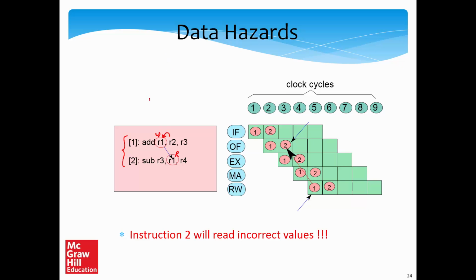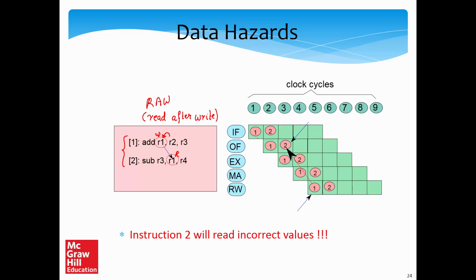So we call it a read after write dependency, or a RAW dependency. A RAW dependency is a read after write dependency, which is also called a true dependence, because we first write and then we are reading it. So let's consider the pipeline diagram. In the pipeline diagram, instruction number 1 enters the pipeline in the first cycle and subsequently it keeps on moving to the next stages in every consecutive cycle.